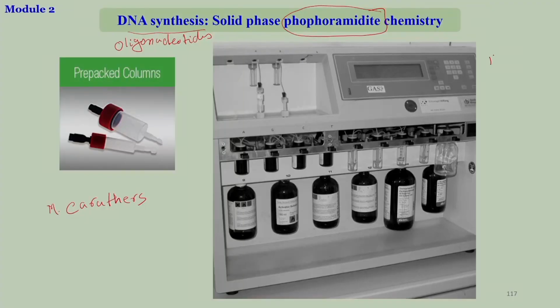This is one of the machines that I am depicting here. The machine is known as a DNA synthesizer. This is a typical model of a DNA synthesizer, which has bottles here. You can see there are many bottles attached, and these are the bottles for reagents, the different reagents that are needed in every step.